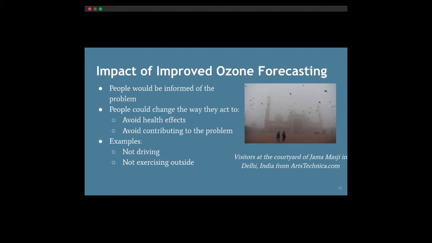As you can see, this would be especially useful for vulnerable populations, those who would be most likely to have serious health impacts. Basically, people would be able to limit their exposure to these pollutants and avoid contributing to the problem, thus reducing its impact.